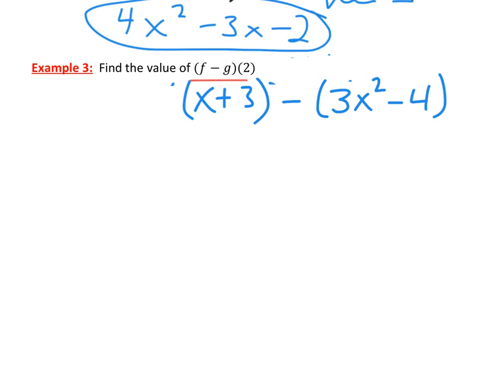So now, because we're just trying to find f minus g of 2, we can plug the 2 in now if we wanted to simplify. I personally prefer simplifying before I plug the number in, just a preference of mine. So I'm going to distribute the negative sign through, just like we did on example 1, giving me negative 3x squared plus 4. I'll combine like terms.